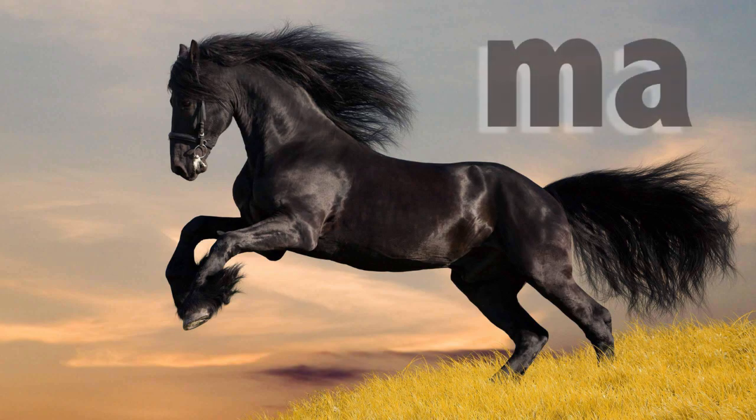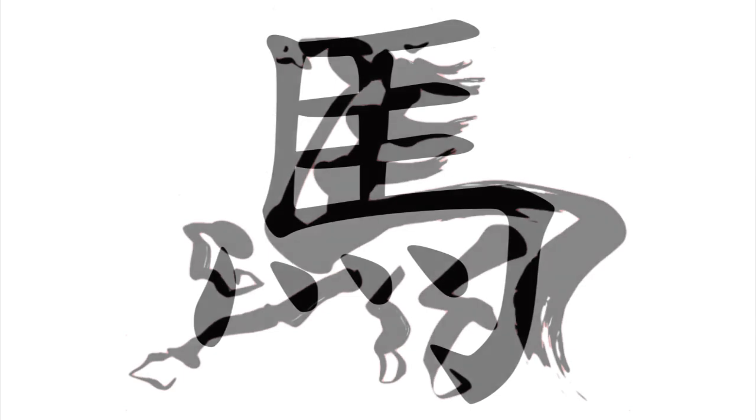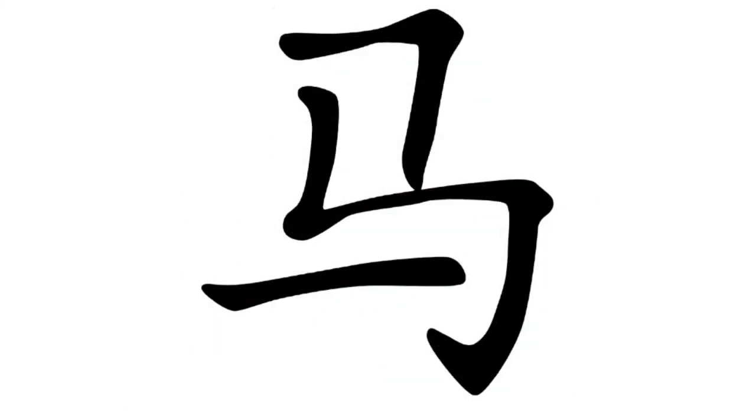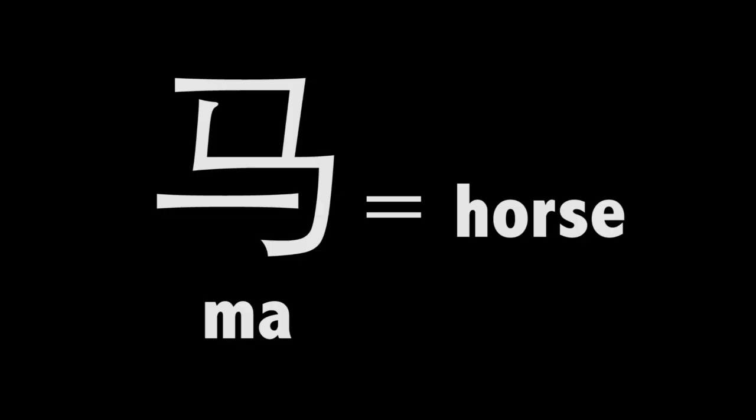This beautiful creature is a ma. And this is the character for ma. Long ago it was drawn with lots of mane, 4 legs and a tail. Here you can still see the mane, legs and tail. And this is simplified. Please memorize this character as it is frequently used.